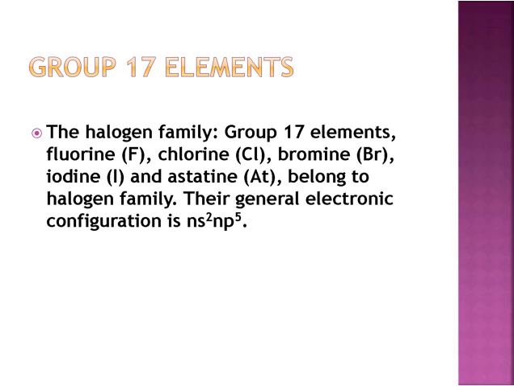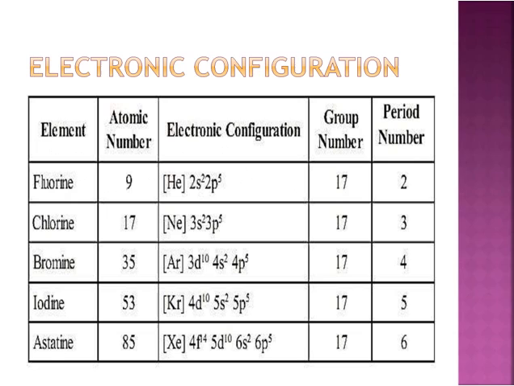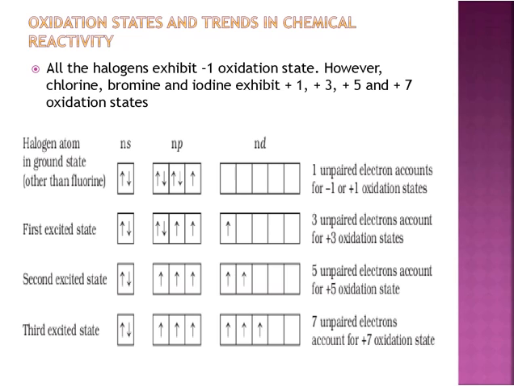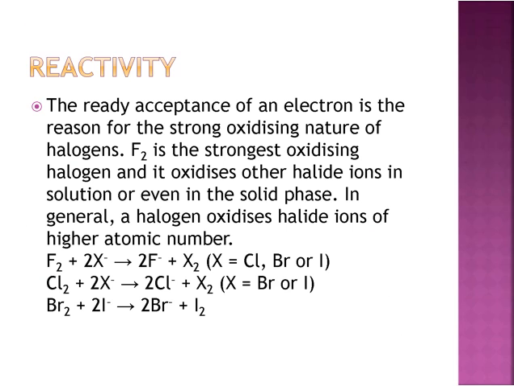Now group 17 elements, also known as the halogen family. General electronic configuration ns2 np5. Here is the general electronic configuration of these elements: fluorine, chlorine, bromine, iodine and astatine. Now you can see the orbital diagram. Reactivity: the ready acceptance of electron is the reason for the strong oxidizing nature of halogens. F2 is the strongest oxidizing halogen and it oxidizes other halide ions in solution.